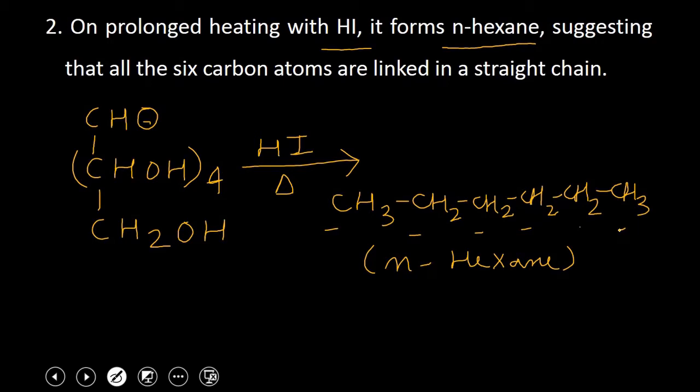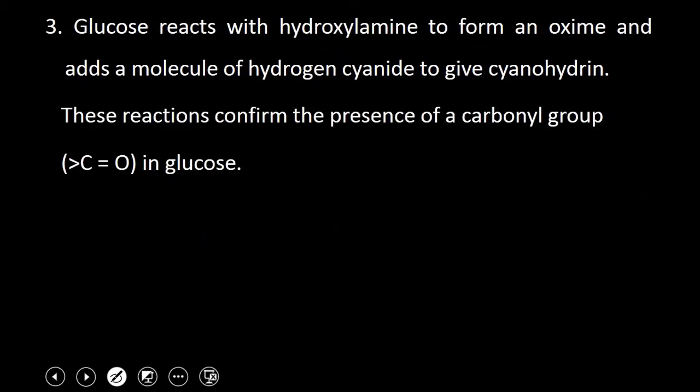After that you will write the 6 carbon atoms which are attached to each other in a straight chain. Then next reaction, glucose reacts with hydroxylamine. Children, hydroxylamine you have studied in the chapter aldehydes and ketones. So hydroxylamine has the formula NH2OH. So glucose reacts with hydroxylamine to form an oxime.